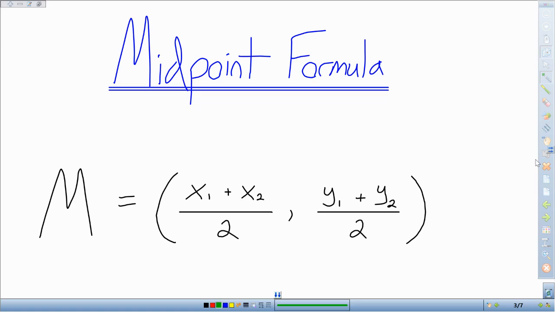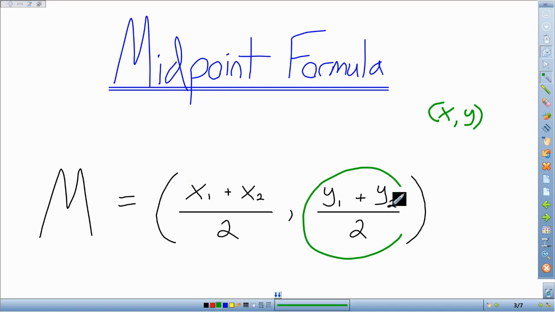Okay, so now that you've copied this down, let's just take a look. First things first, what does this thing do? This formula helps us find the midpoint of a segment, the coordinates to a midpoint. And remember, coordinates is x comma y. That's why this thing has a comma right here. This is going to help us find the x value for our coordinate, and this is going to help us find the y value for our coordinate. So this is one giant ordered pair here.